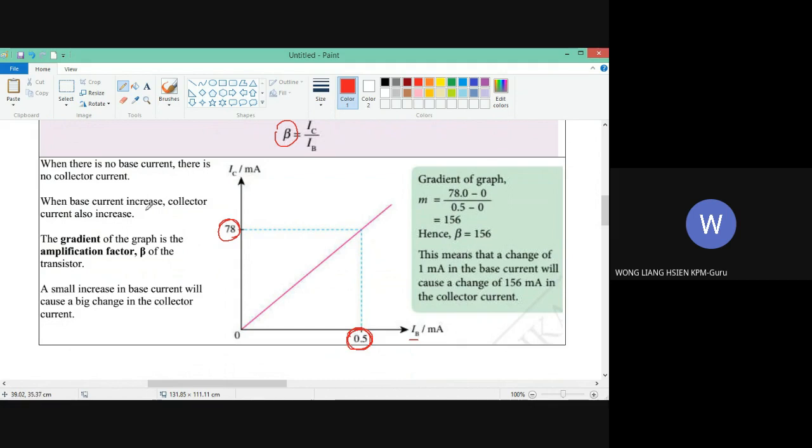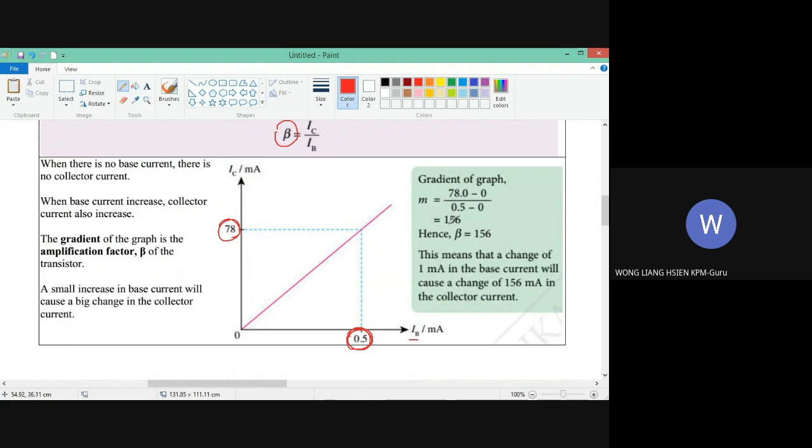So here, when there is no base current, there is no collector current. When the base current increases, the collector current also increases. So the gradient of the graph is the amplification factor of the transistor. A small increase in base current will cause a big change in the collector current.